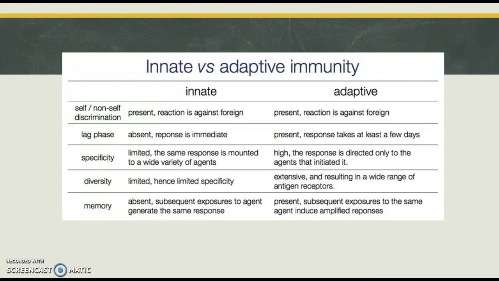So this is just another chart showing you the difference between innate and adaptive immunity. So remember, innate is non-specific, so it's going to basically go against any kind of foreign invader. It's really limited to just infection sites, and there is no memory. And then in adaptive, the response is really specific to certain foreign invaders, and it can go other places than just an infection site, and it has memory.